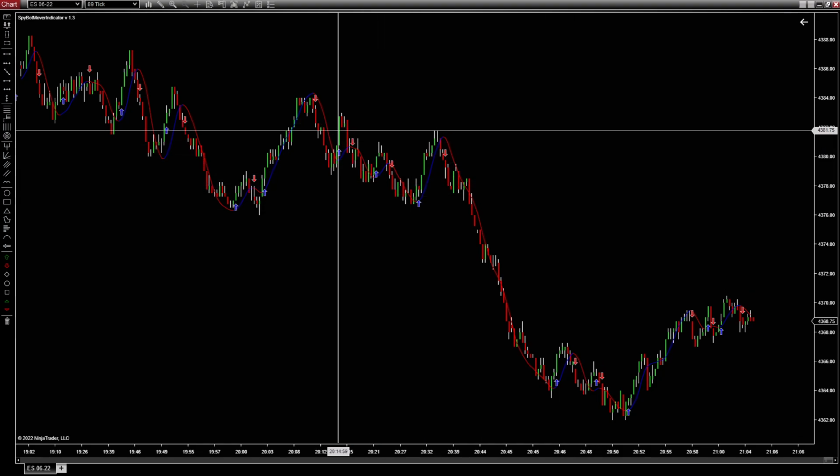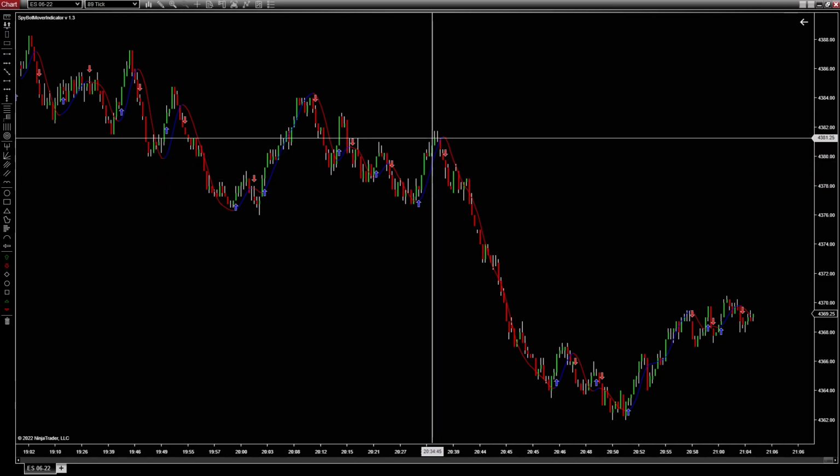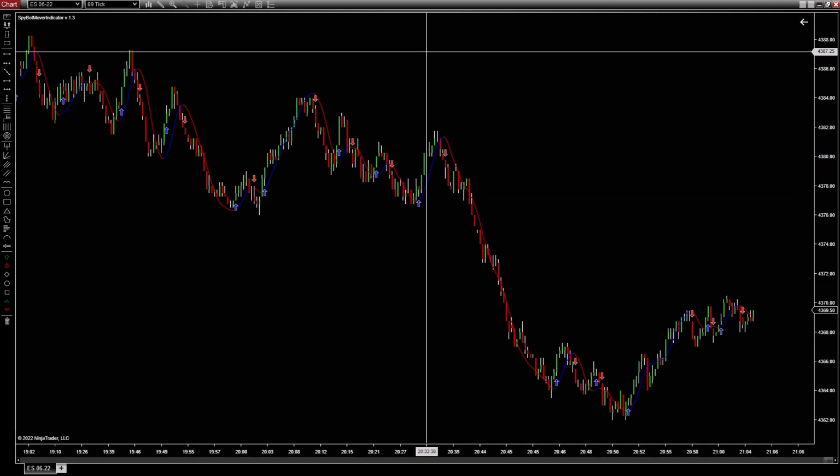So this one right here, if you traded the Mover, you can trade these with different moving averages and stuff. Some people like, here's one. I'll change this over.